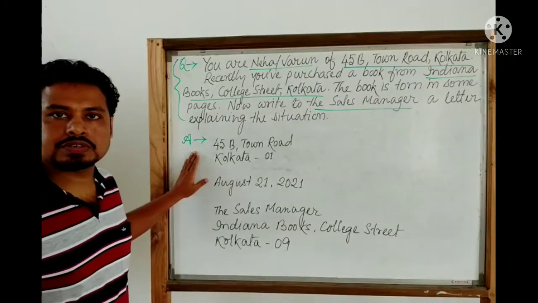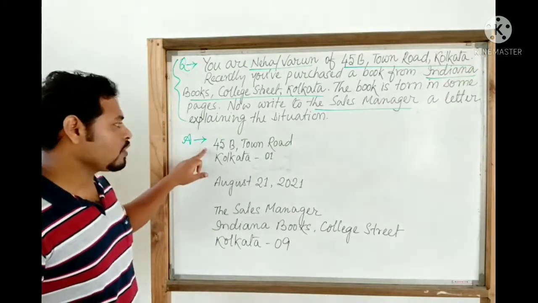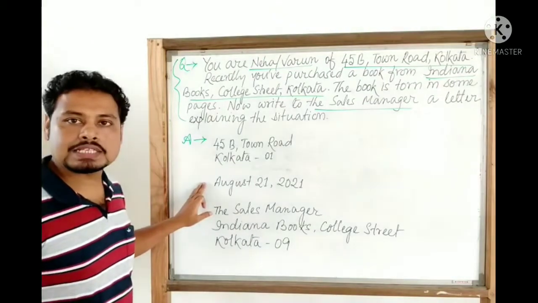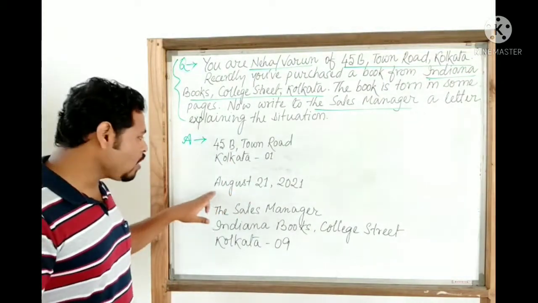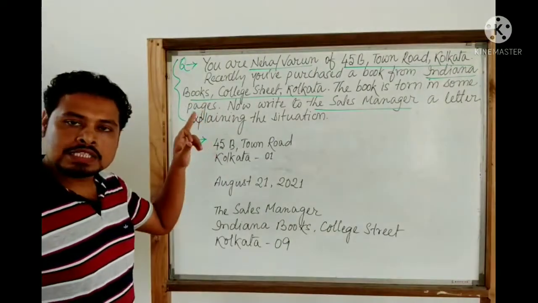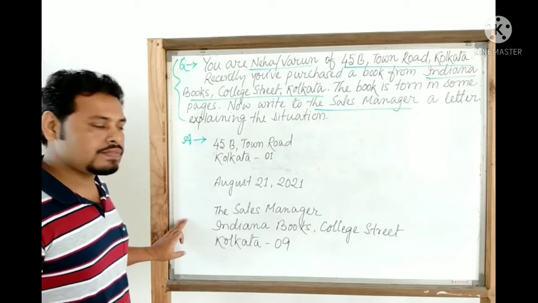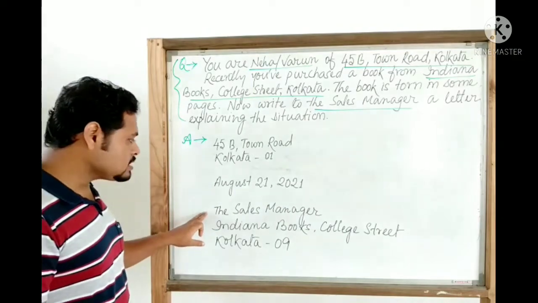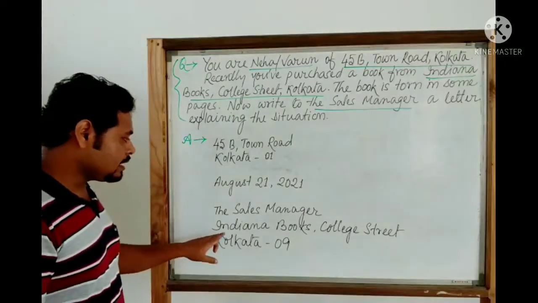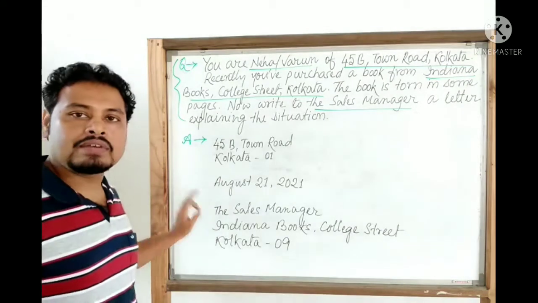So this is how we start following that particular format that we have for writing any formal letter. So for 45B Town Road, Kolkata, that particular address is already given there. After the address, we need to put the date, and we have seen how to put the date. So this is the way of putting the date. After that, we have been provided the receiver's address, and we need to furnish after the date the receiver's address as well as the designation. Means the sales manager, that is the designation to whom you are writing the letter. After that, the name of the bookstore along with the address. So sender's address, date, and receiver's address.